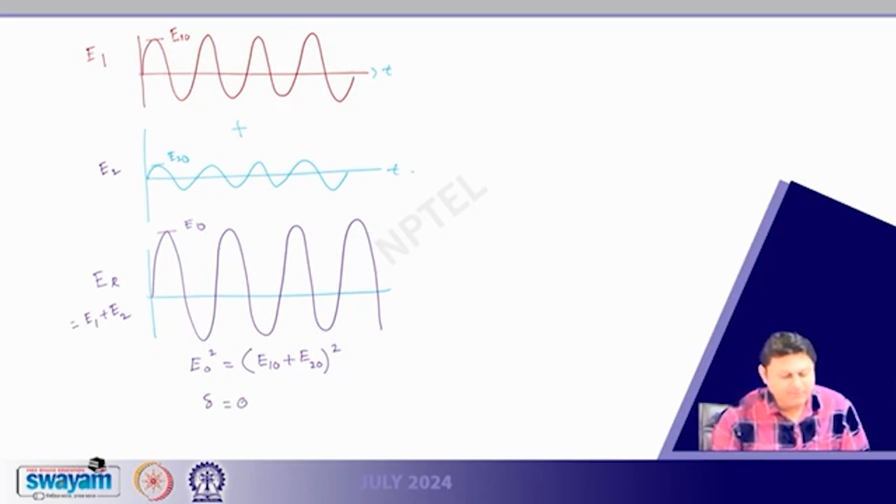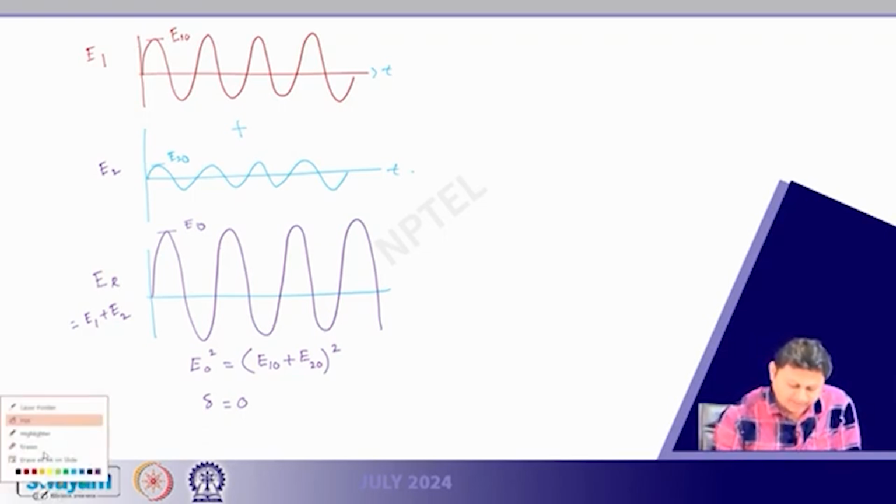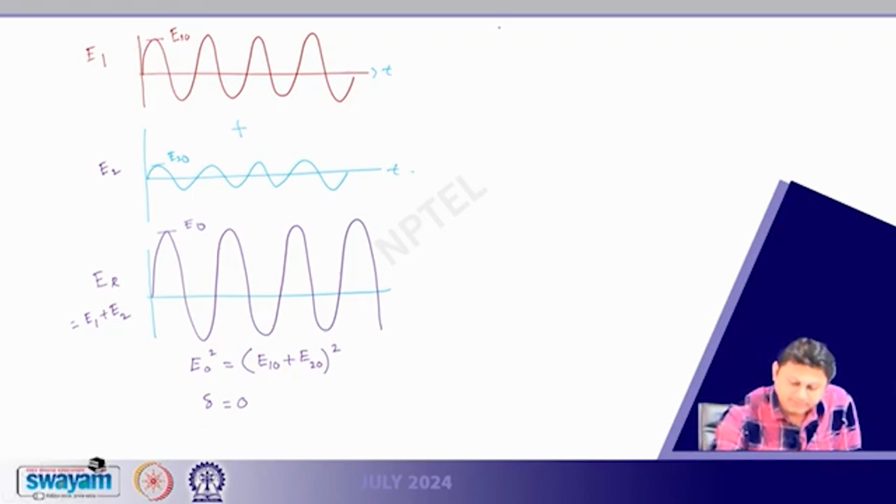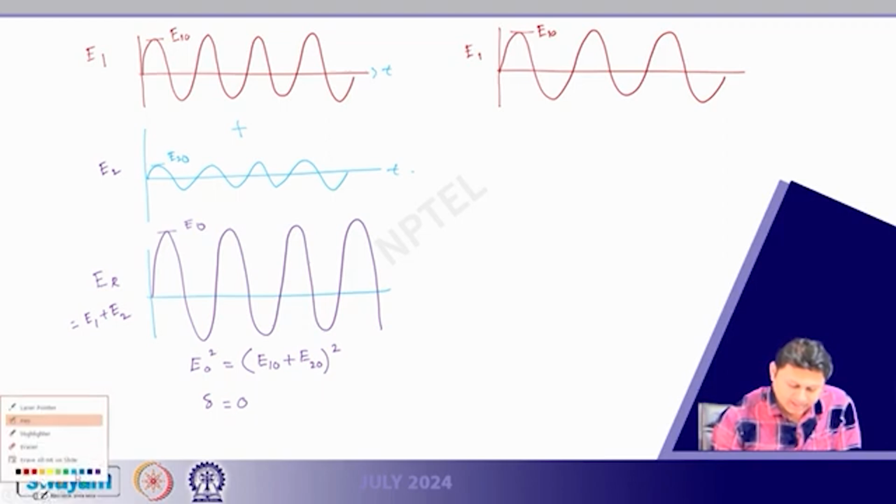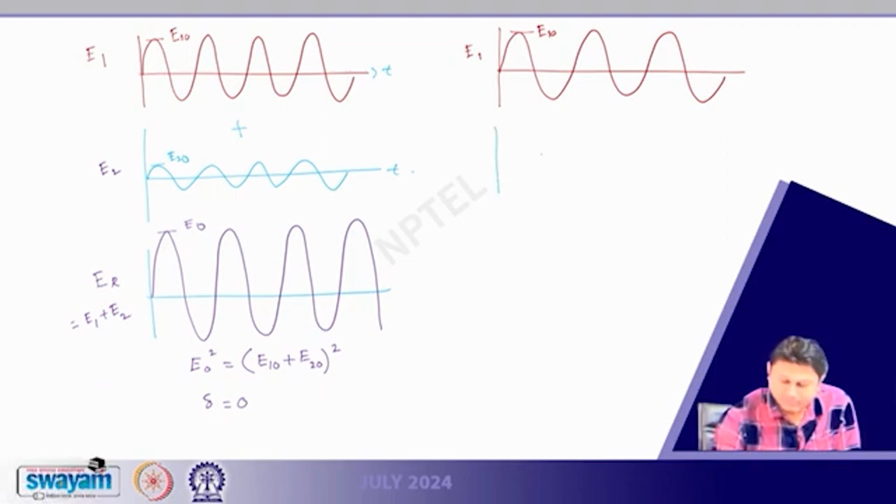Another case we can also consider, and if I show that pictorially, in this schematic figure, I have the same wave and this is my E1. This magnitude is E10, and I have another wave with lesser magnitude but same frequency, and this value is E20, and this is my E2 wave.